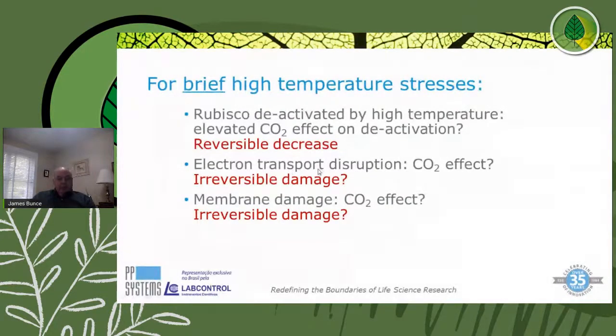Another possible thing that can happen is that there's a disruption to electron transport systems. And again, the question is then, would there be a CO2 effect on that? And would that be more of an irreversible damage than just a deactivation of rubisco? And the third thing is membrane leakage. Is there a CO2 effect on that? And again, how reversible is that kind of damage to brief high temperature stresses?